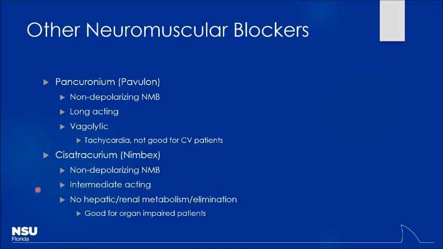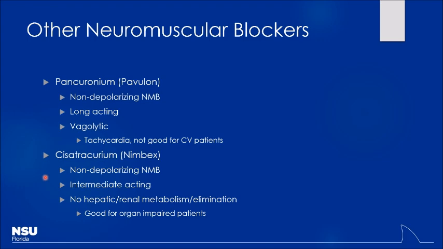Cisatracurium, on the other hand, is a little more intermediate acting. The nice thing with this one, especially if you're dealing with ICU patients having multiple organ failure, is you don't have to worry about this drug sticking around for longer than it should, because it doesn't really undergo any hepatic or renal metabolism or elimination. So it's good from those standpoints. I haven't seen pancuronium used too frequently, but certainly in the ICU, I see a lot of Nimbex being used, especially to help keep synchronicity between the patient and the ventilator.